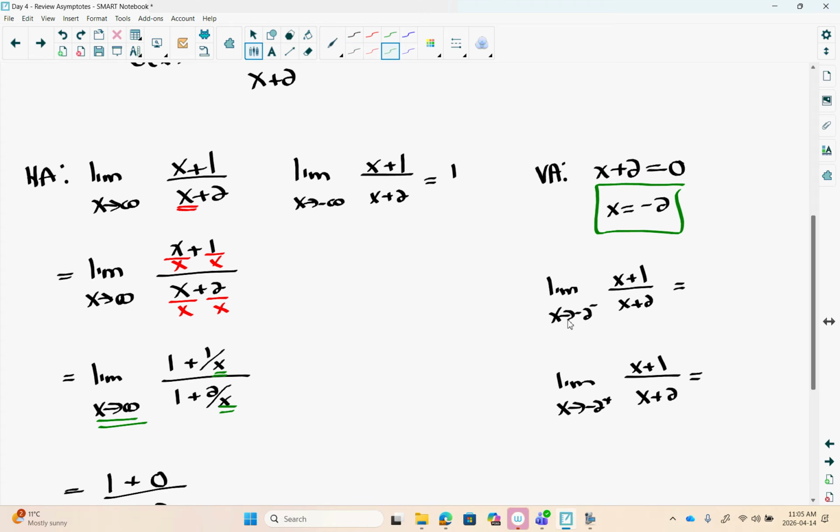What's a good number to test on the left of negative 2? X equals negative 2.1. And if you fill that in here, what's negative 2.1 plus 1? What would the numerator work out to be? Do you agree it would be a negative 1.1? And this would be negative 2.1 plus 2. That would be a negative 0.1. What's a negative divided by a negative? Positive infinity. That means if I approach negative 2 from the left, my curve would be bending upwards.